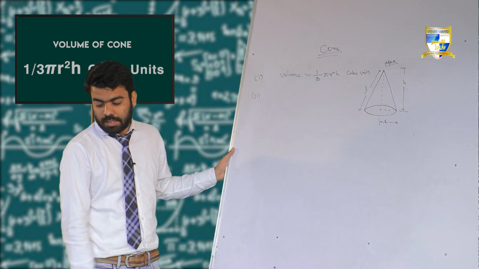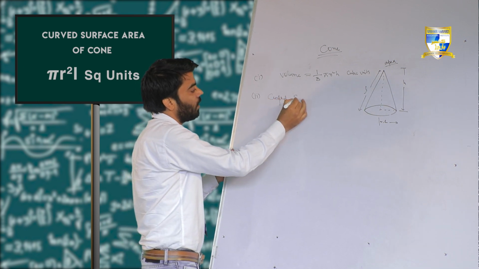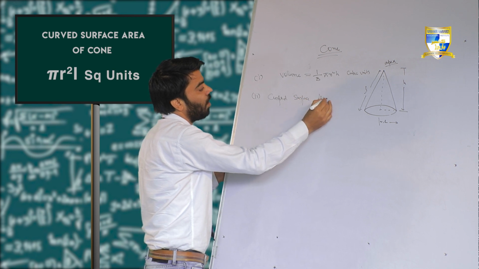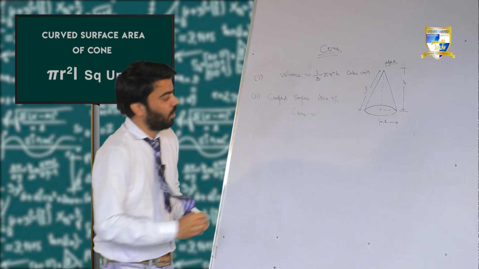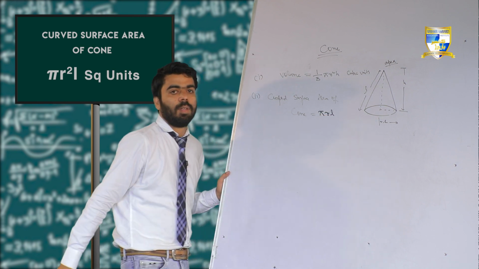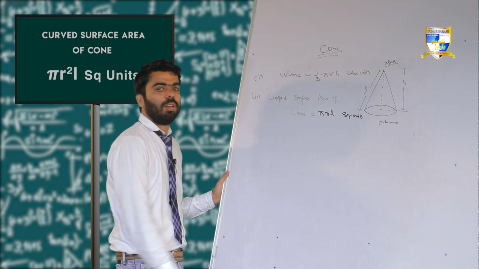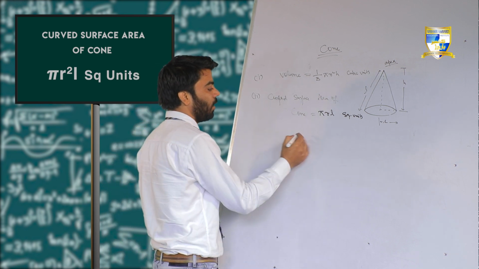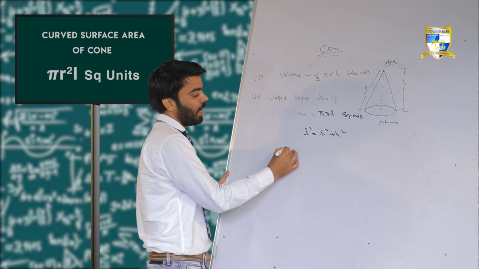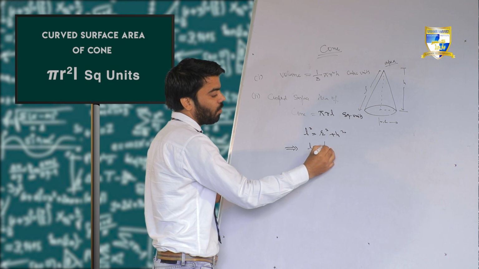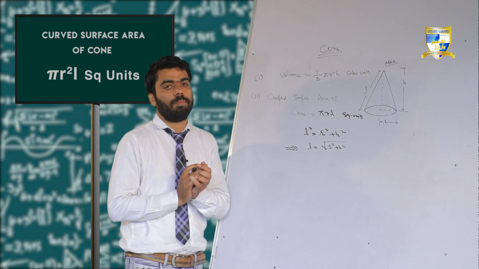Then second is the curved surface area. Curved surface area of cone is equal to pi r l square units, where l stands for slant height, and l square is equal to r square plus h square, which implies l is the square root of r square plus h square. But the question arises, where does this formula come from?